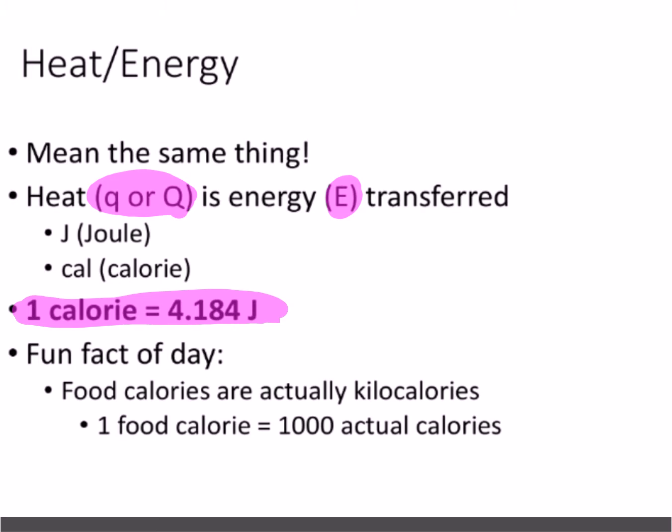Fun fact of the day, food calories are actually kilocalories. So when you look on a bottle of soda or a bag of chips, and this says like 150 calories, that's actually kilocalories. What does kilo mean? 1,000. So really, there's 150,000 calories in that drink or in that bag of chips.